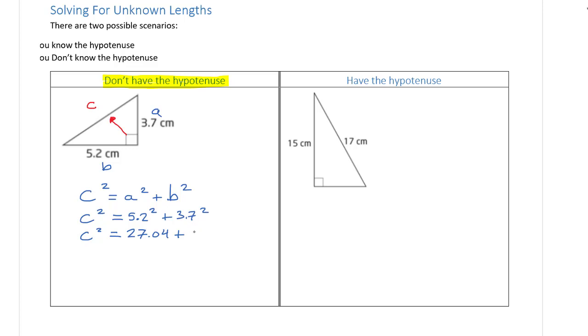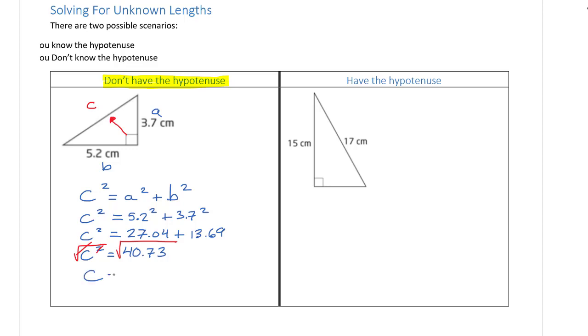All right, so now 3.7 squared, or 3.7 times 3.7, is 13.69. All right, we're going to add those two together, right? And that's going to give me 40.73. Now, do you remember what we do here? This is what c squared is, right? But we want to know what c is. So what's the opposite of squaring? It's the square root. So if I square root this side, it cancels out the square. Then I have to square root the other side to keep it balanced, right?